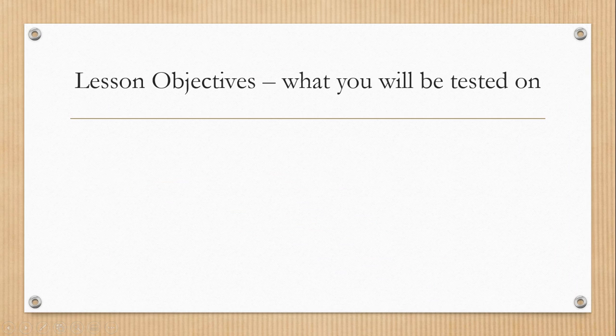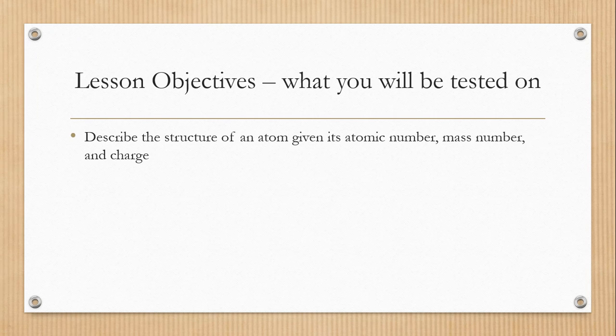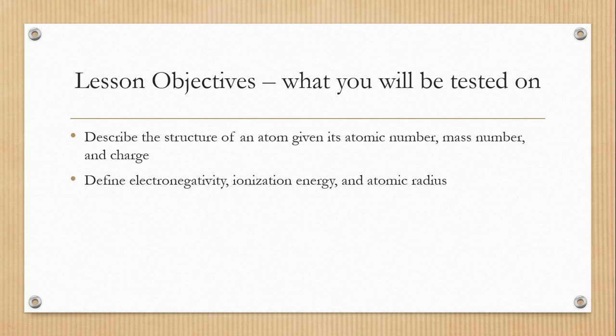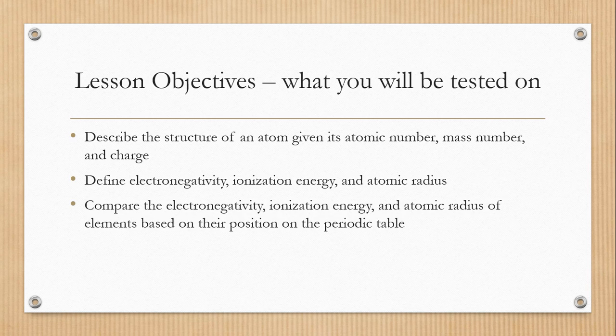Okay, so lesson objectives, what you'll be tested on for the quiz coming up this week. 1, describe the structure of an atom given its atomic number, mass number, and charge. In video 2, we'll go back and redefine electronegativity, ionization energy, and atomic radius. And we will compare the electronegativity, ionization energy, and atomic radius of elements based on their position on the periodic table.